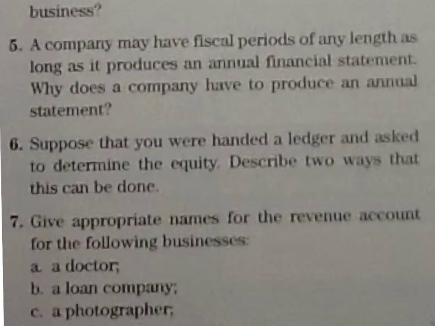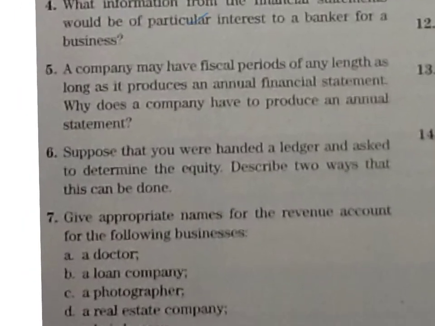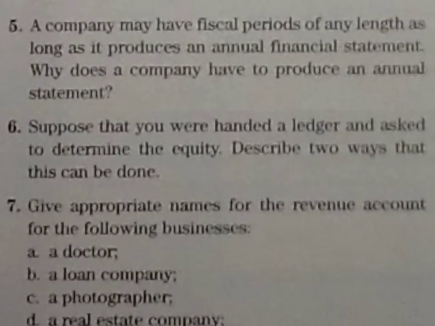Okay, so number 6, right? Suppose that you were handed a ledger and asked to determine equity. Describe 2 ways that this can be done. So I've been handed a ledger, so my T accounts or actual ledger accounts. How do I determine equity? What's one way I can determine equity by looking at the ledger?